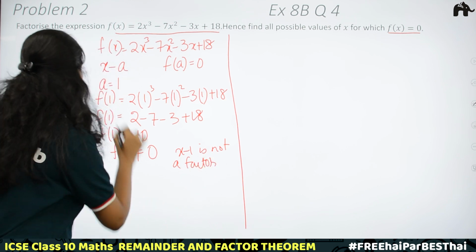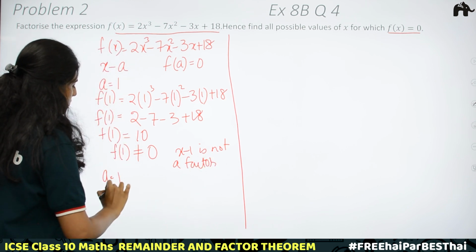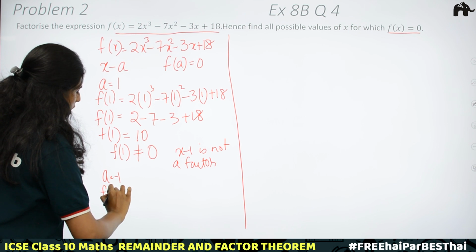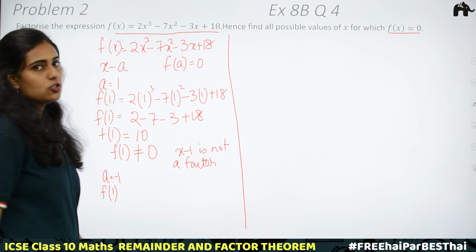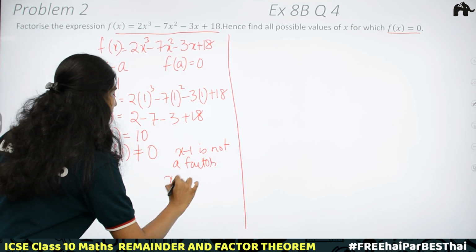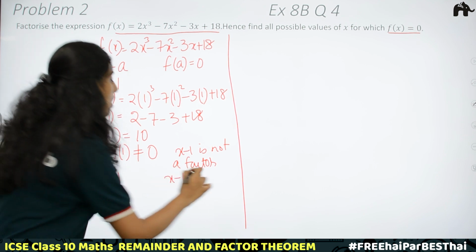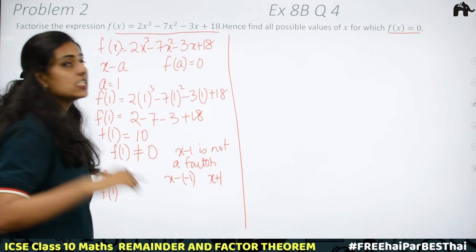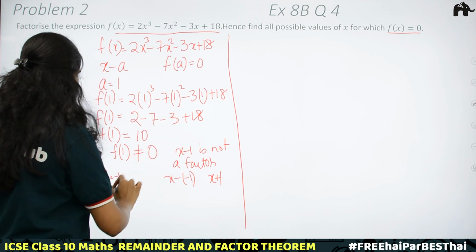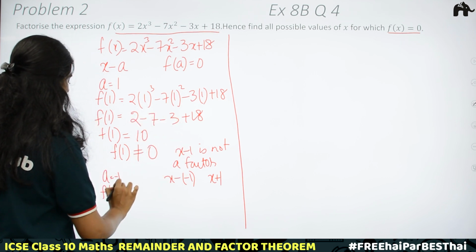Now we'll try a is equal to minus 1. That is f of 1. If a is equal to minus 1, then x minus minus 1. We have to check if x minus minus 1 or x plus 1 is a factor of the expression. What is f of minus 1?